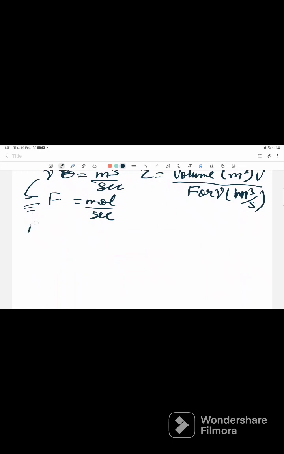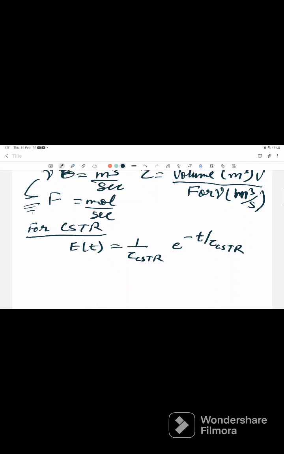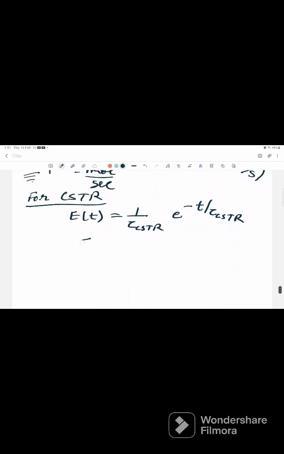Not a big deal. For CSTR, the E(t) equation is defined as 1 by tau CSTR e to the power minus t by tau CSTR. Okay, E(t) is 1 by second.